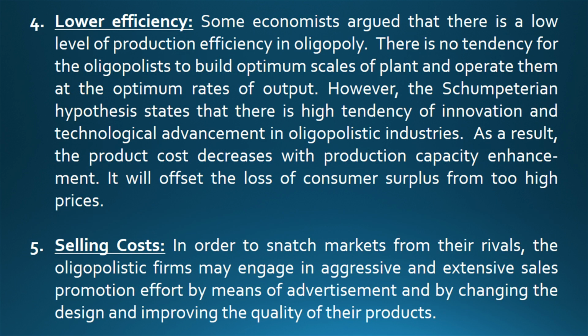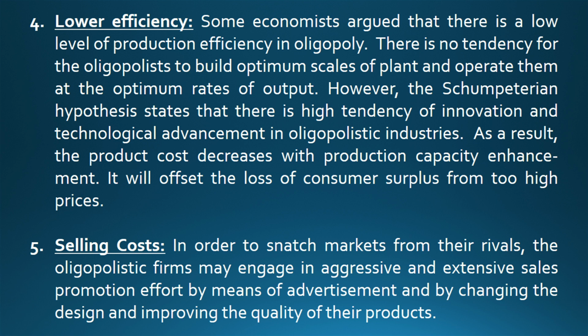4. Lower efficiency. Some economists argue that there is a low level of production efficiency in oligopoly. There is no tendency for the oligopolists to build optimum scales of plant and operate them at the optimum rates of output. However, the Schumpeterian hypothesis states that there is a high tendency of innovation and technological advancement in oligopolistic industries. As a result, the product cost decreases with production capacity enhancement. It will offset the loss of consumer surplus from too high prices.